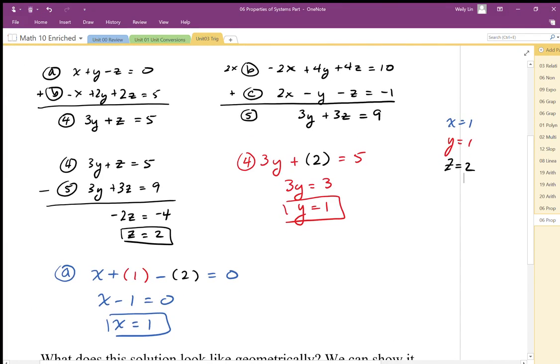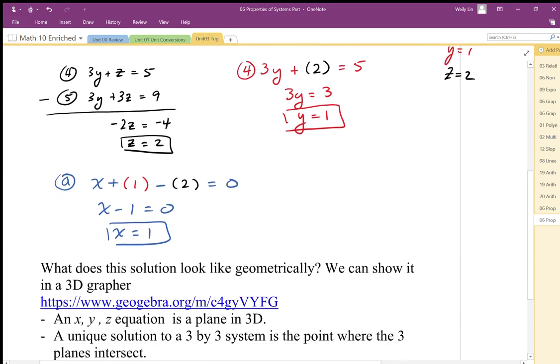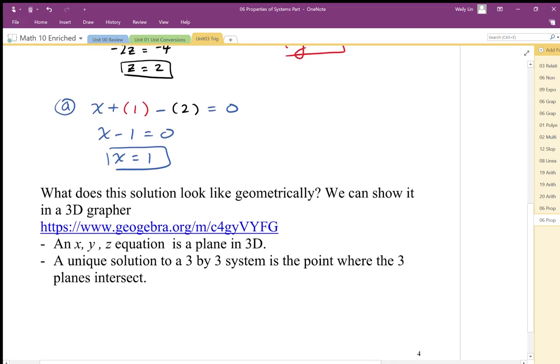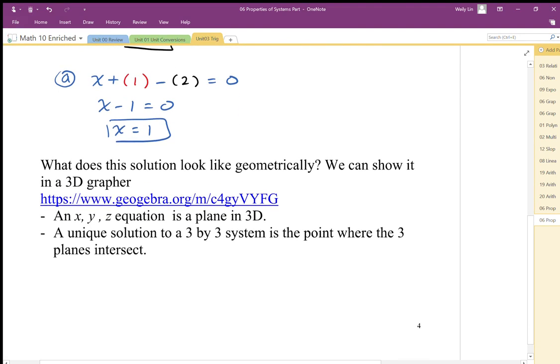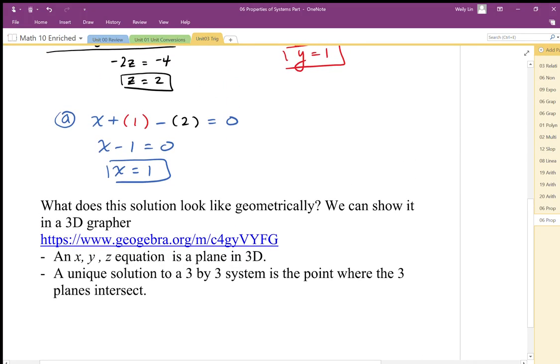Now, what does this system look like geometrically? Well, we can show this with a 3D grapher. And basically what ends up happening, and I'll give you a demonstration of this, but basically what happens is an xyz equation is a plane in 3 dimensions. So x, y, and z means we have 3 variables. That means we're talking about 3-dimensional graphing. The xyz equation is not a line, but it's actually a plane. It's a flat kind of piece of paper in 3 dimensions.